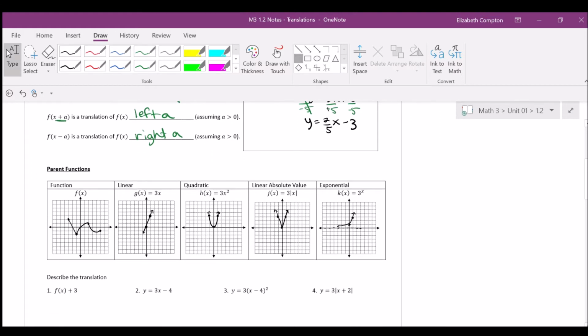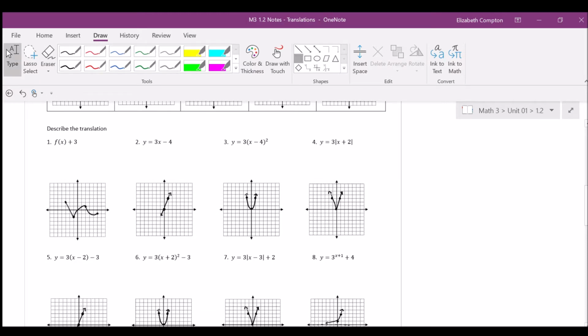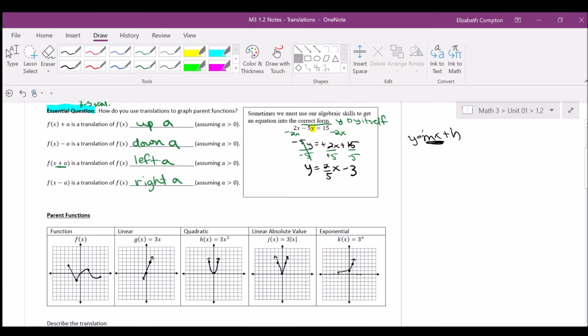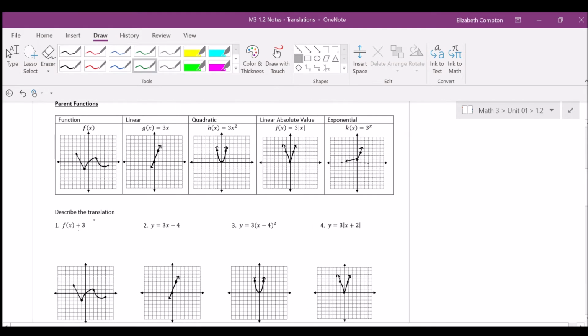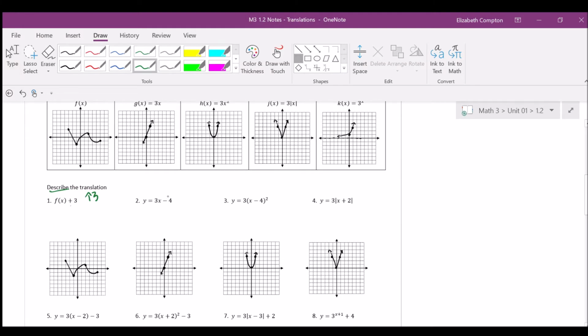Okay, so before we look at all these parent functions, I want us to look down here at all 8 of these examples. So here, let's look. This is on the outside. So if I'm on the outside and I'm plus, outside and plus is up. So we're going to move up 3. So that's describing the translation. So here, this one, I have the minus 4 on the outside, so that's down 4.